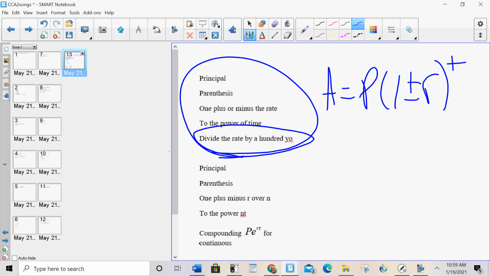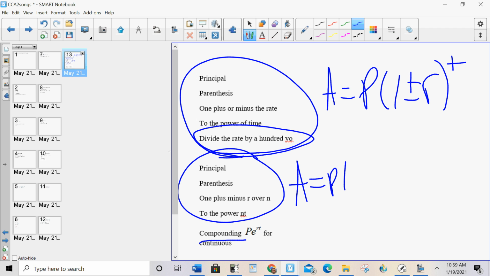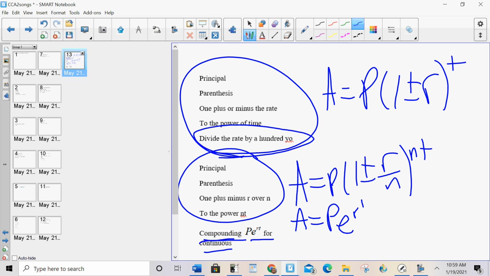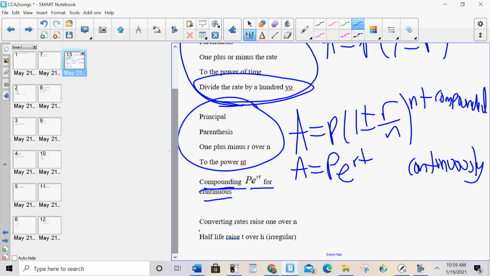Now, if you see compounding, then we use principal parentheses 1 plus minus r over n to the power nt. For compounding, PERT for continuous. So there's two formulas here. There's PERT if it's compounded continuously, and if it's compounded anything other than continuously, then we use this formula.